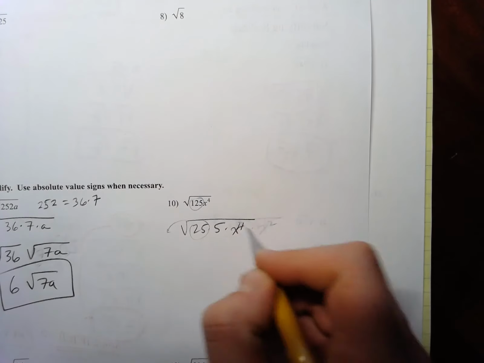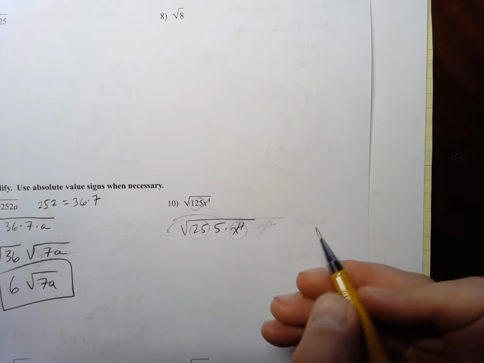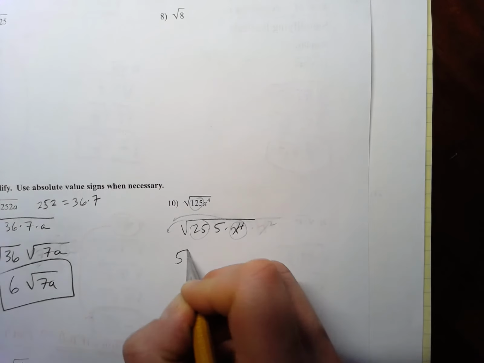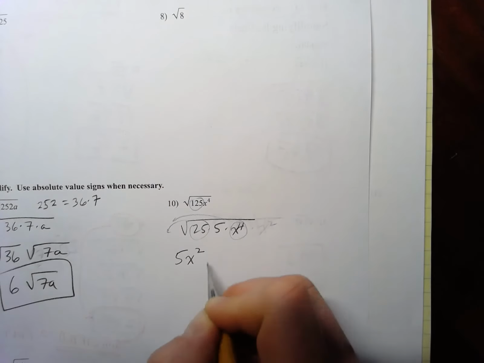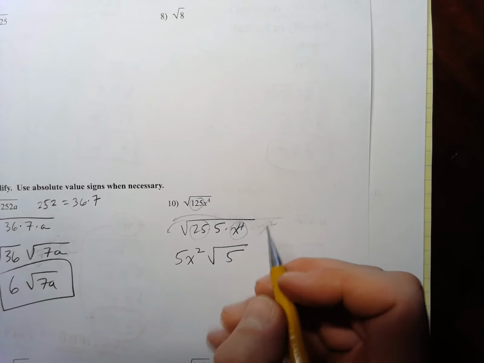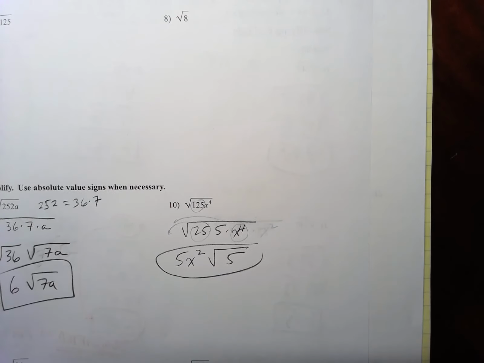the square root of 25, so this will come out as an x, right? So the square root of 25 is 5, the square root of x to the 4th is x squared. What do we have left under the radical? Just a 5. Okay. Now we're going to look at some that are even more complicated.